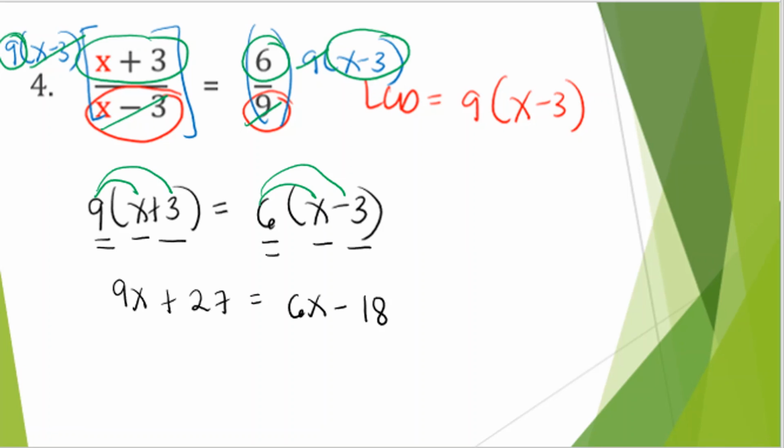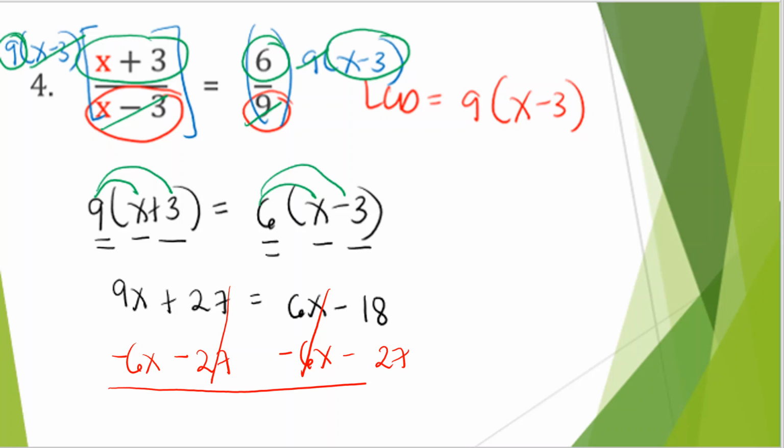We can start by adding negative 6x to both sides of the equation. Cancel. Next, add negative 27. Cancel. 9x plus negative 6x is positive 3x, is equal to negative 18 plus negative 27 is negative 45.